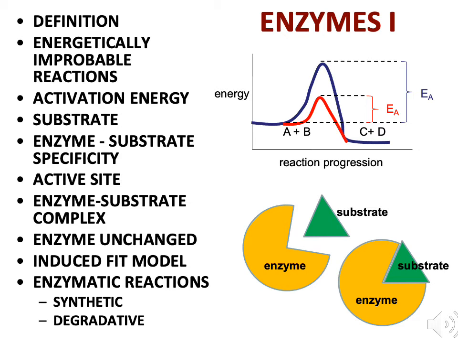And so I see the red line makes a little hill as well, but it's nowhere near as tall as the dark blue one. So I'm lowering activation energy in the presence of an enzyme. And at that point, what was an energetically improbable reaction then becomes probable.